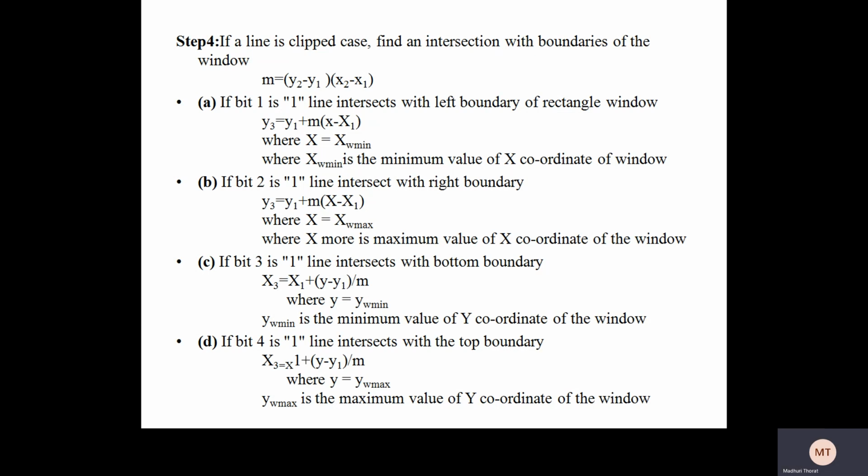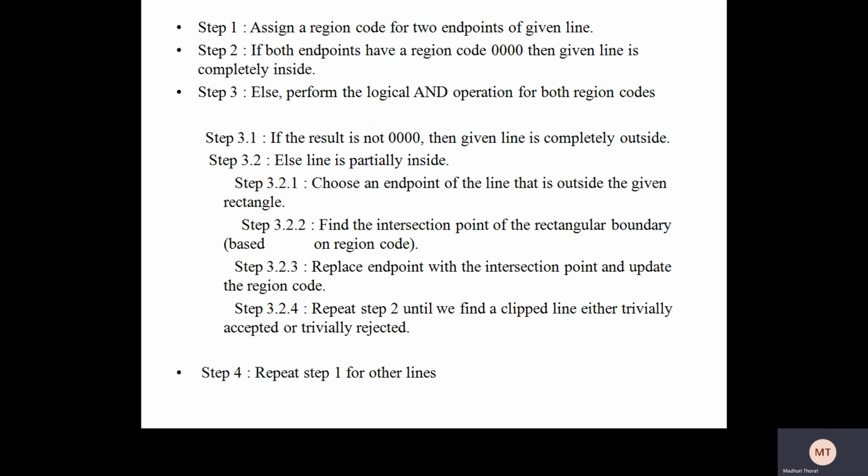Suppose bit 3 is equal to 1, then we are calculating with the y min value of the y coordinate of the window. Suppose bit 4 is 1, then we are calculating with the y max value of the y coordinate of the window.